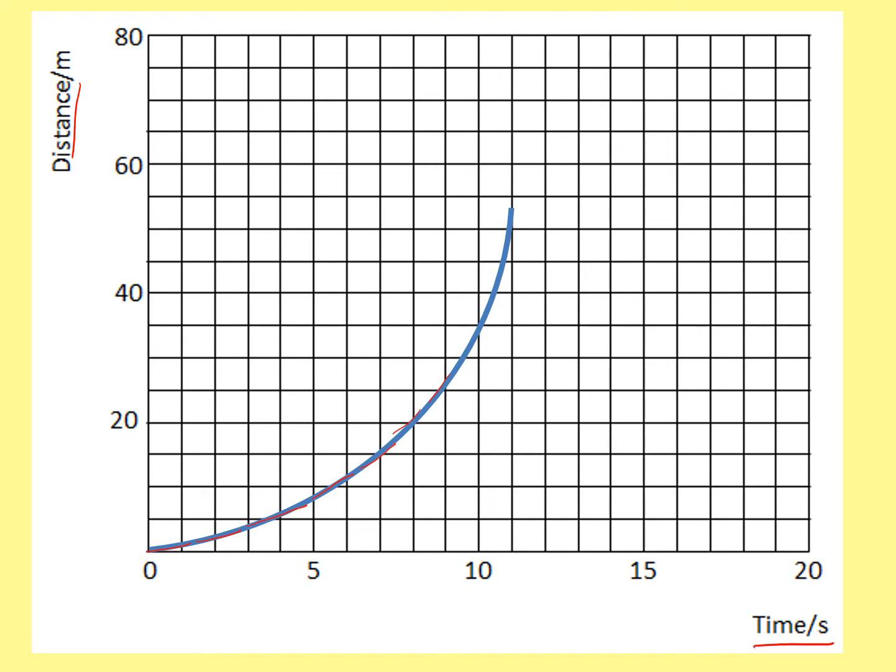In order for an object to accelerate, there must be a resultant force acting on it. There must be something pushing it or pulling it. And so when you see a curve on a distance time graph, you know the object is accelerating. You also know that there is a resultant force acting on that object.